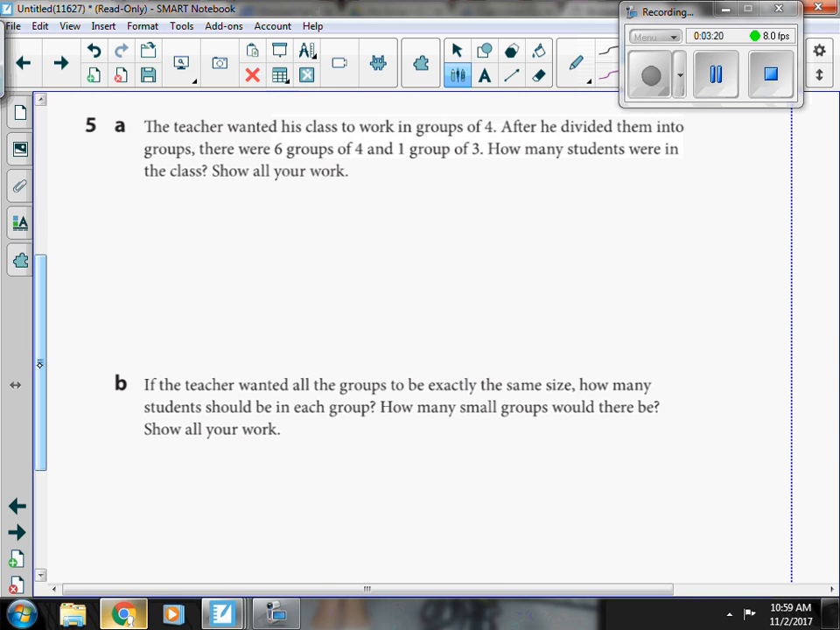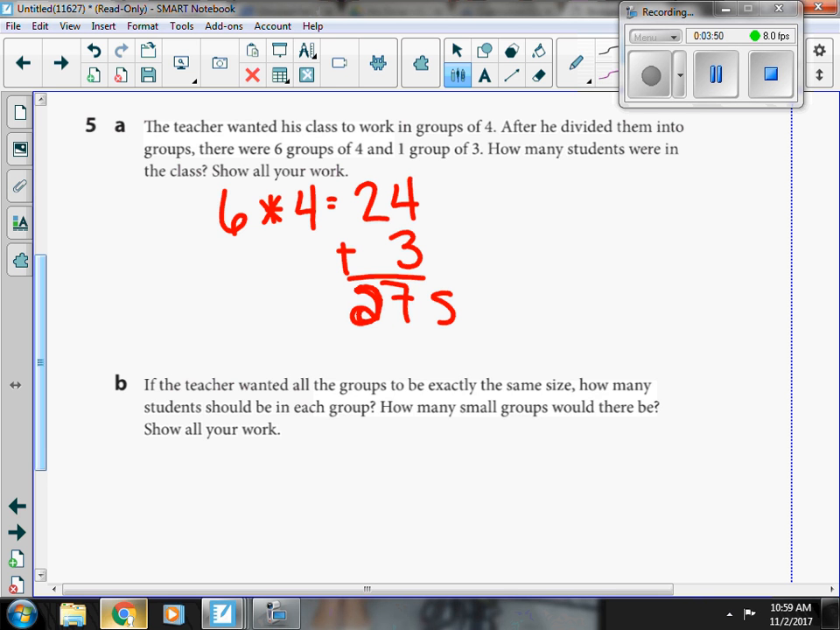For 5, the teacher wanted his class to work in groups of 4. After he divided them into groups, there were 6 groups of 4 and 1 group of 3. How many were in the class? So to find out that problem, I'm going to do 6 times 4. So I have 24 students that make up my groups of 4, and 1 group of 3, so now I'm going to add to that my 3 more students. So I get 27 students.